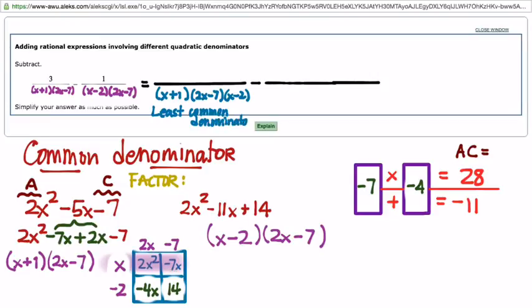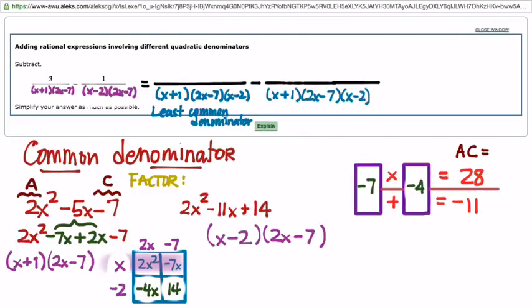So that's the sense in which we get to economize just a little bit at this stage. We don't have to multiply the 2x minus 7 factor in there twice because it's common to both of our original denominators. 2x minus 7, x minus 2.